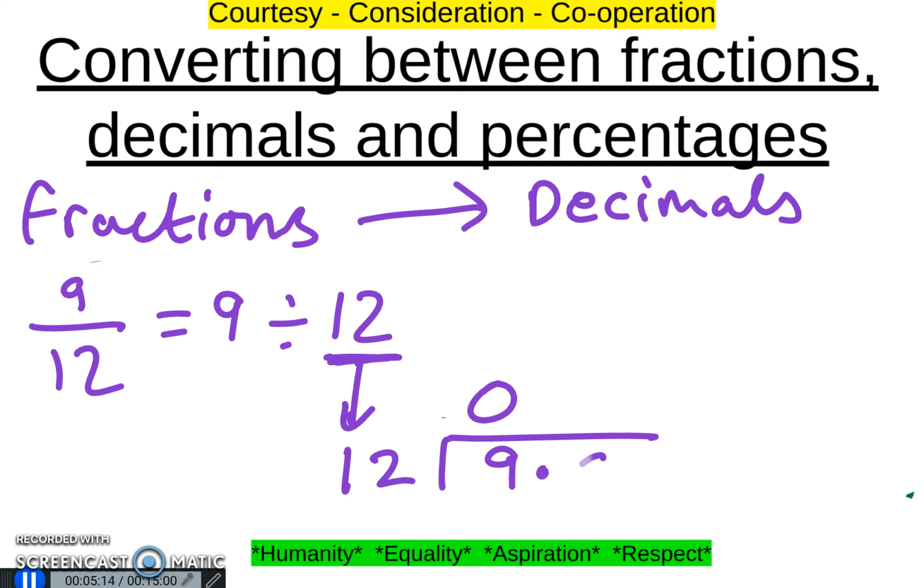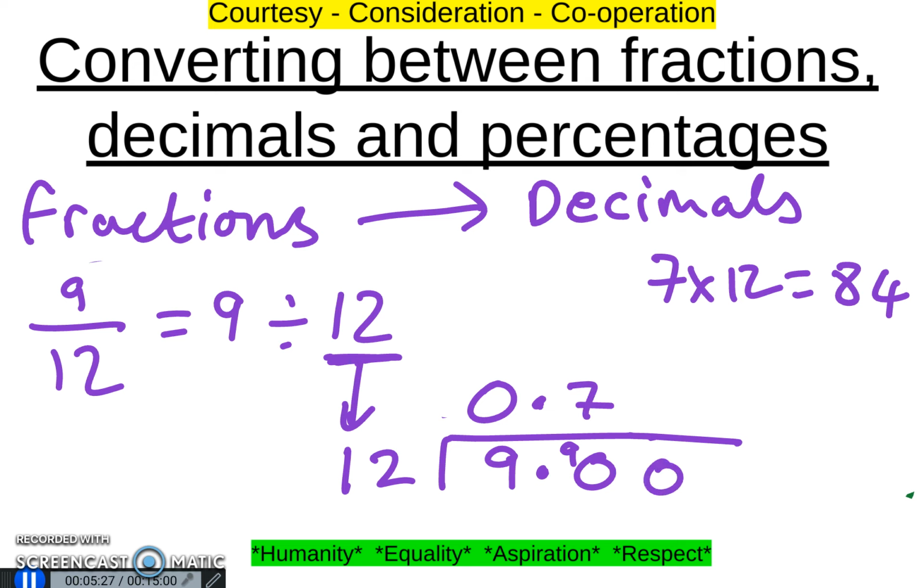0, remainder 9. How many 12s in 90? Well, 7 times 12 is 84, so it's 7, remainder 6. Then how many 12s in 60? That's 5. So look, I get the same answer again, 0.75. Okay, so I hope that helps, guys.